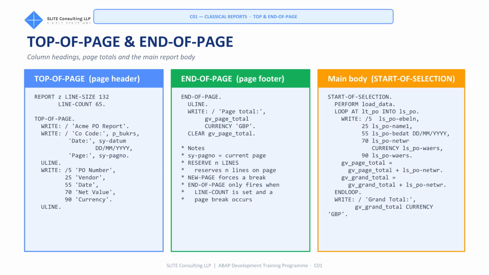END-OF-PAGE fires when the page is full. Write your page totals here. Use a global variable gv_page_total that you accumulate during the main loop, then print and clear it in END-OF-PAGE. Two useful statements: RESERVE n LINES checks whether n lines fit on the current page. If not, it starts a new page before continuing, preventing orphaned headings. NEW-PAGE explicitly forces a page break.